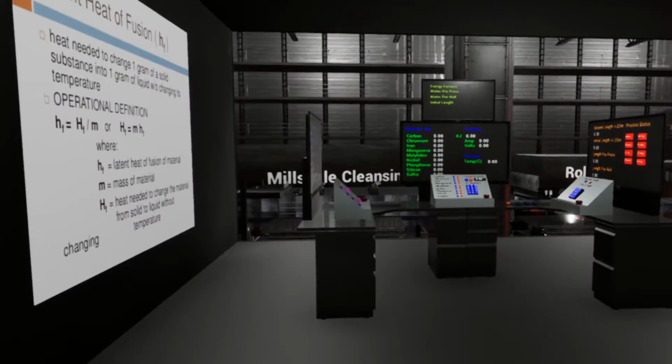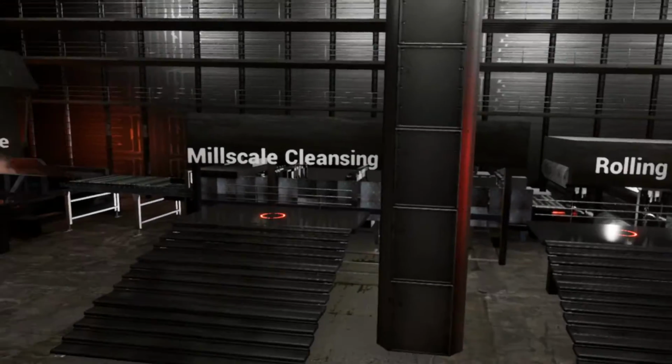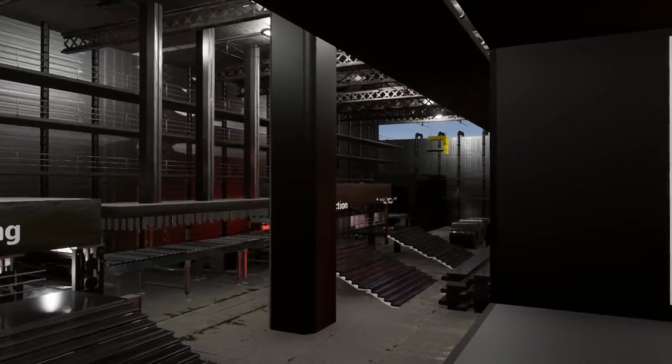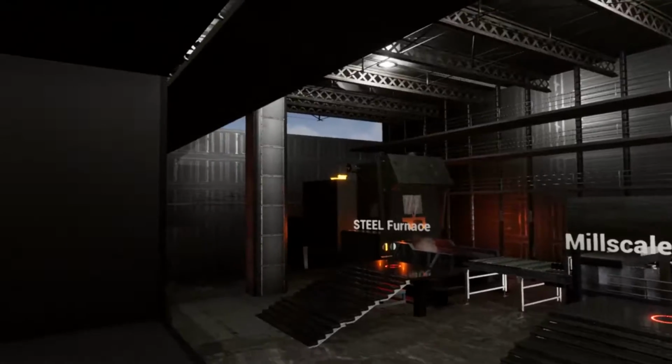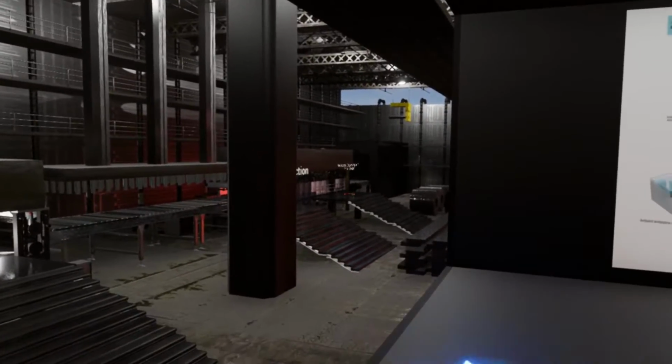Since the thermal capacity and crystallization temperatures of metals are very high, a huge amount of energy is required to heat the material to the desired temperatures. For this reason, the main cost of any steel manufacturing company is the consumption of energy to maintain the furnaces in operation.